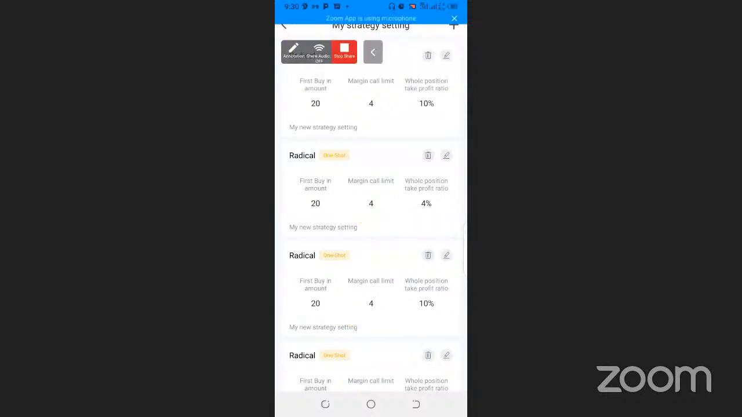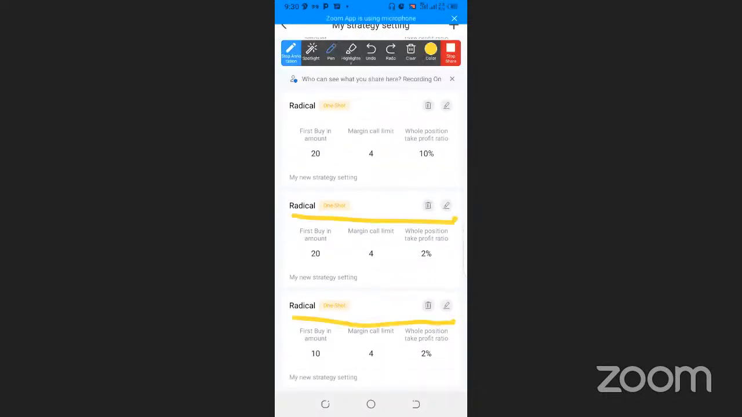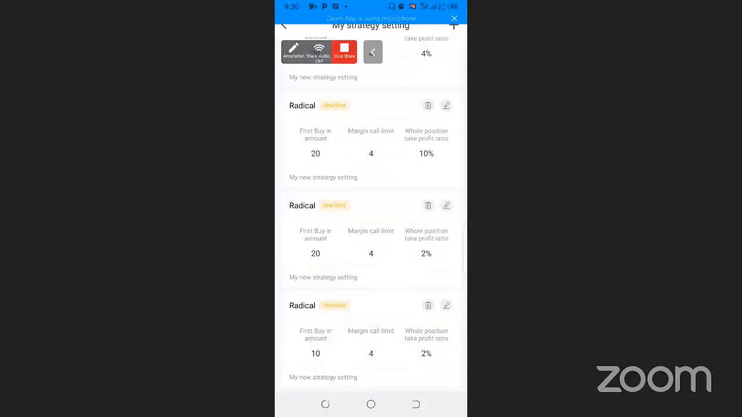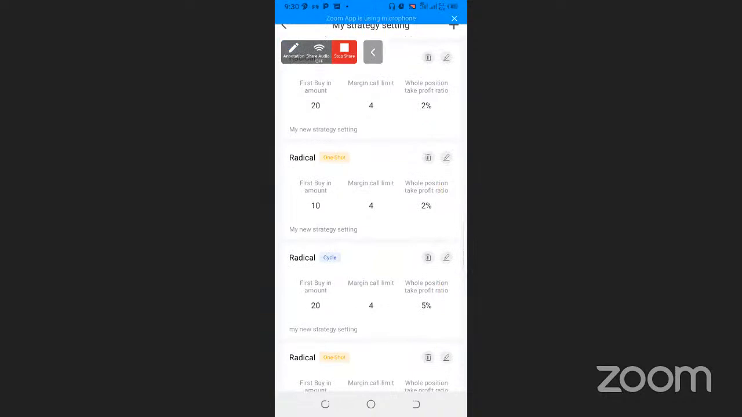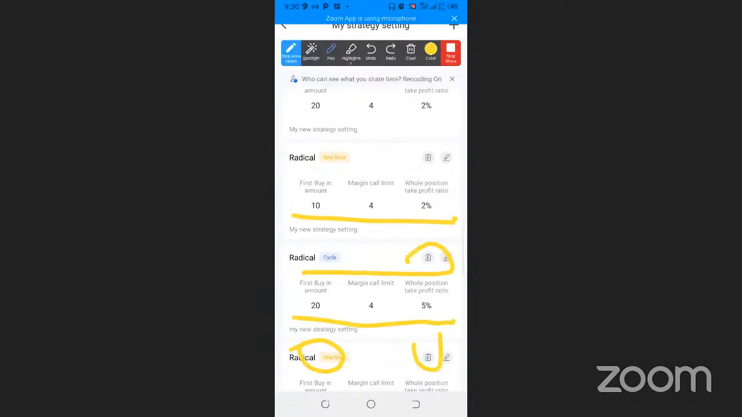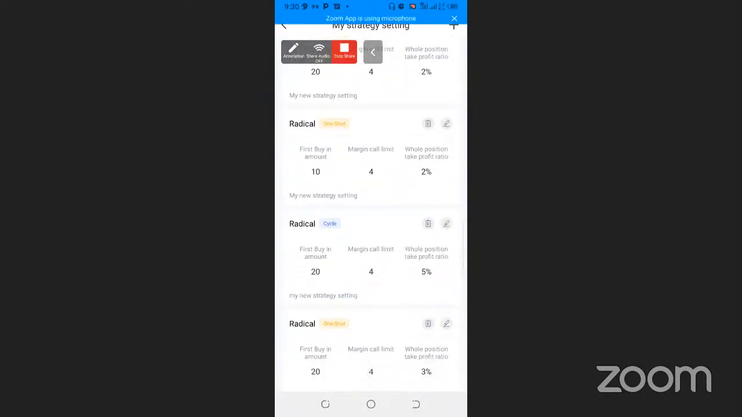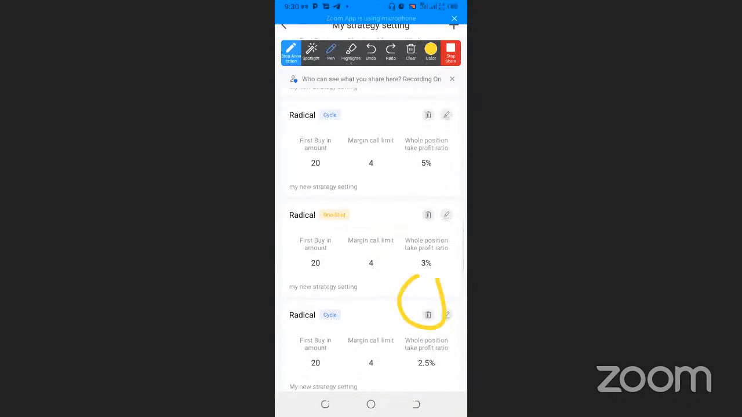We also have another one. We have 2% take profit. We have another 2%. And here, what is called of this faced by 10%, in case we want to take only $1, and we also have 5%. 5% take profit. You can see it here. 5% take profit. And the last one, we have 3% take profit, and we have 2.5 take profit.